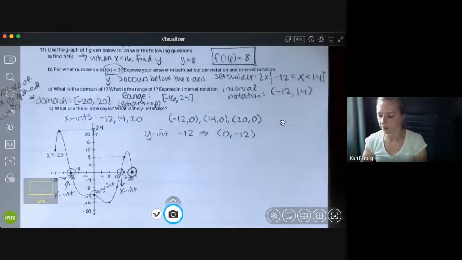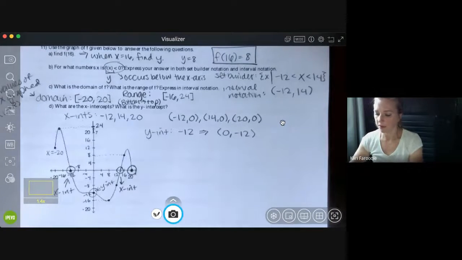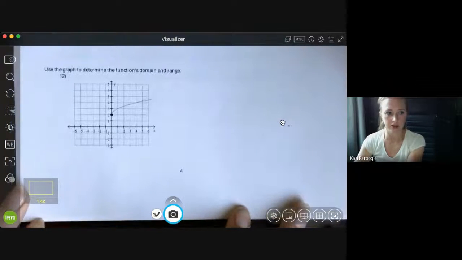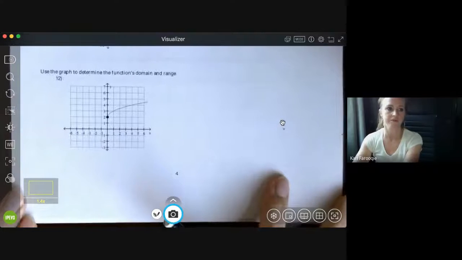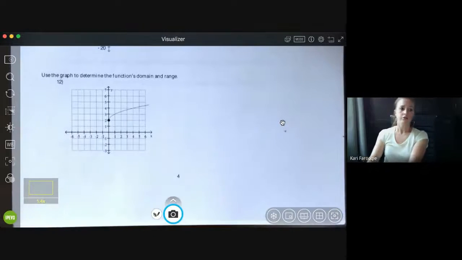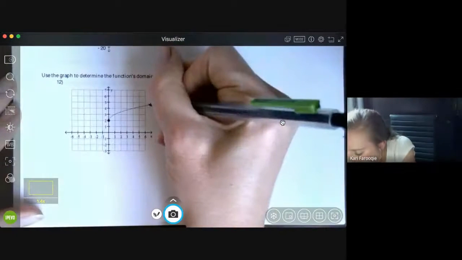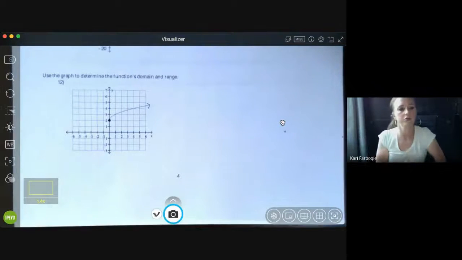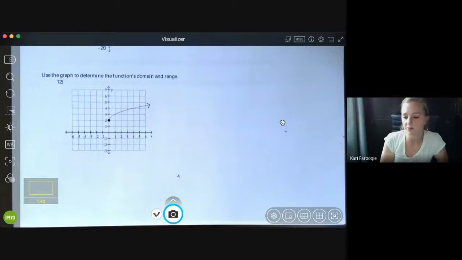Wonderful. All right. So we're going to do something similar, just on a smaller scale, using a different graph. We're going to use the graph to determine the function's domain and range. Now, I would like for you to put a little arrow on the end of this to indicate that this direction continues. If I were to give you something like this on a test, I would have put the arrow on there. I just forgot to include it on here, and I don't want it to look confusing.